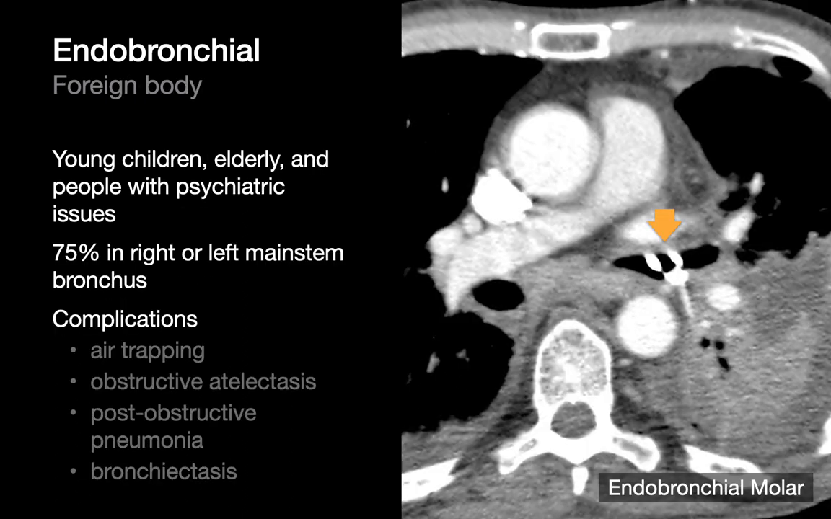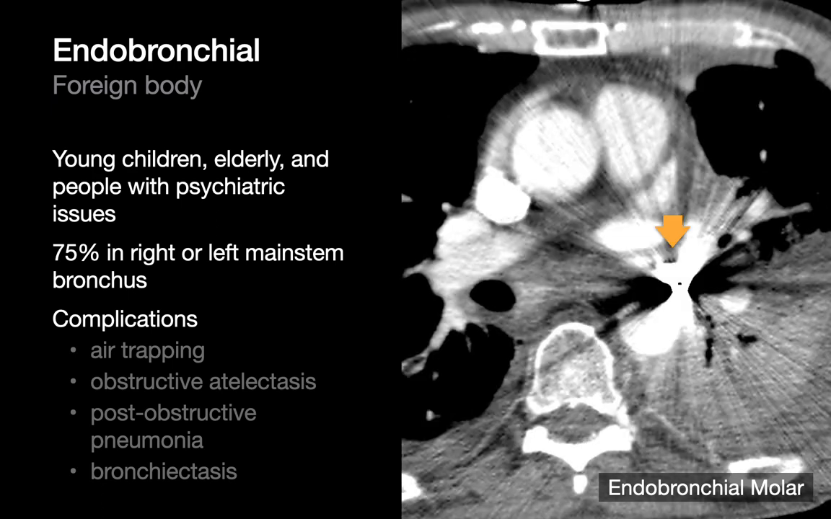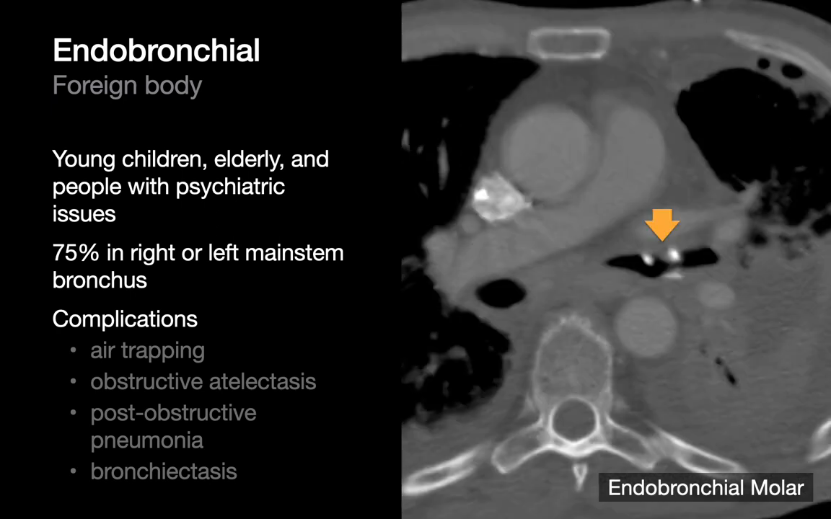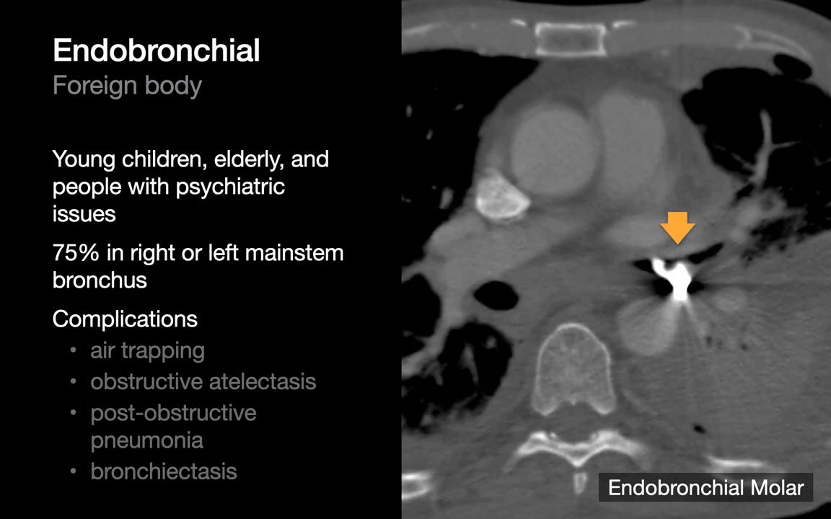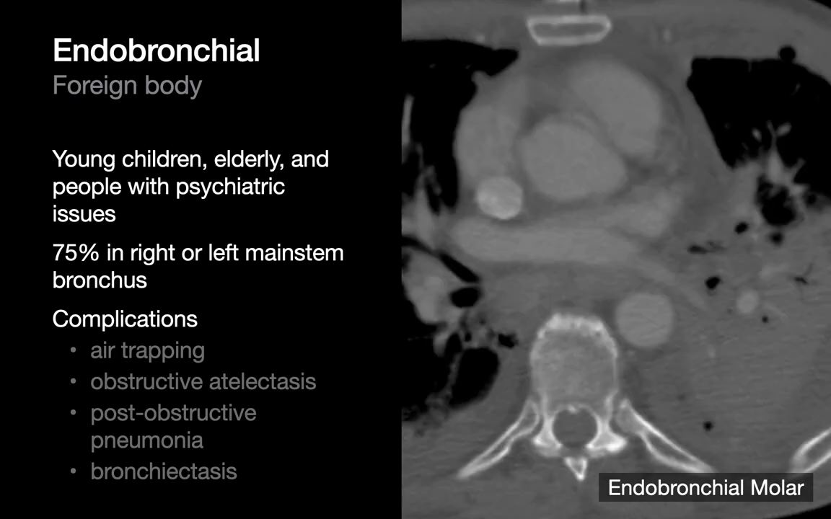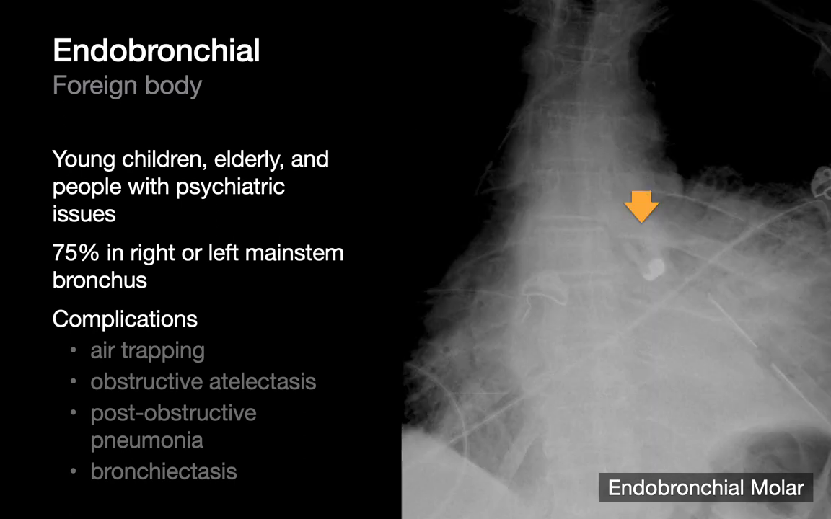Finally, the fourth focal endobronchial disorder to be familiar with are foreign bodies, like this example of a molar sitting in a patient's left mainstem bronchus. The majority of endobronchial foreign bodies end up in the right or left mainstem bronchus and can be associated with a number of different types of complications. Partially occlusive ones may be associated with distal air trapping, while others can lead to obstructive atelectasis or post-obstructive pneumonia, like in this particular patient. Chronic endobronchial foreign bodies can also lead to things like bronchiectasis too.